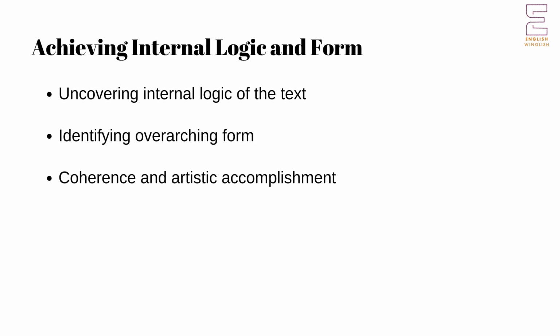Achieving internal logic and form. Ultimately, formalist analysis aims to uncover the internal logic and form of a literary work. By examining all the words, images, symbols, and structural elements in relation to each other, the critic can identify the overarching form and coherence of the text. This internal logic is what makes a literary work self-contained and artistically accomplished.